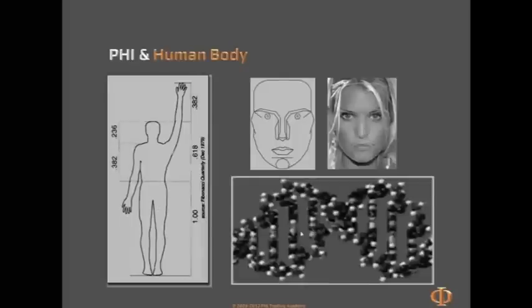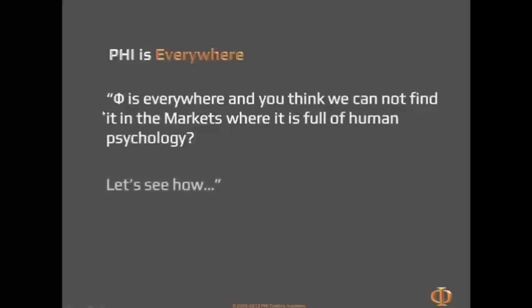And finally, this is our DNA. Our DNA is made up of 21 by 34 atoms, making a very close golden rectangle. So now, phi is everywhere. And you think we cannot find it in the markets, which is full of human psychology?